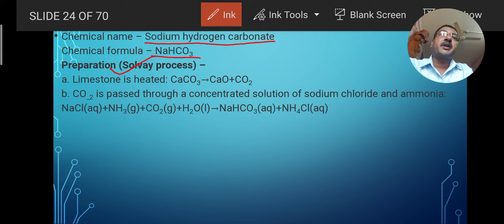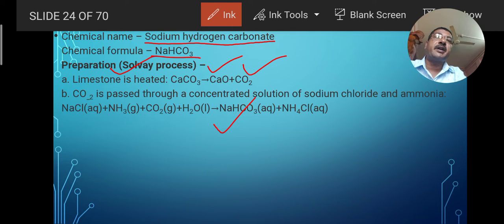It can be prepared by the Solvay process, in which limestone is used for production of carbon dioxide and calcium oxide. Then this carbon dioxide which is produced is passed through a concentrated solution of sodium chloride and ammonia. Then it helps to produce sodium hydrogen carbonate.